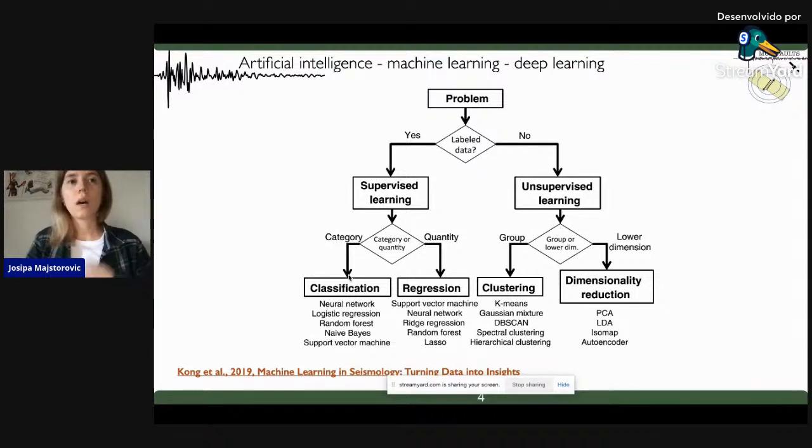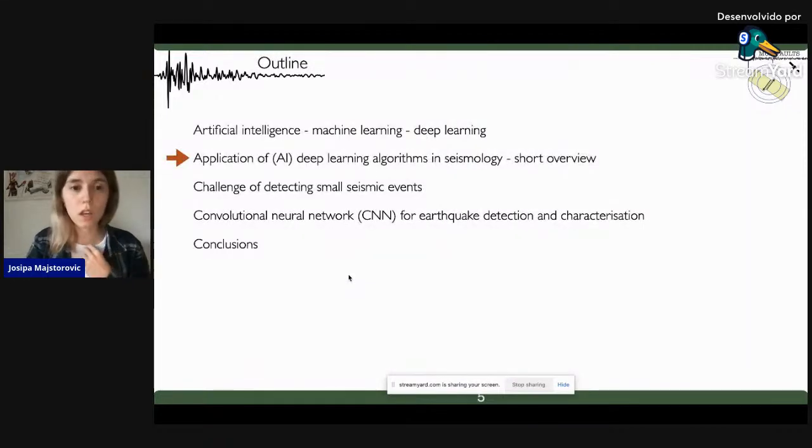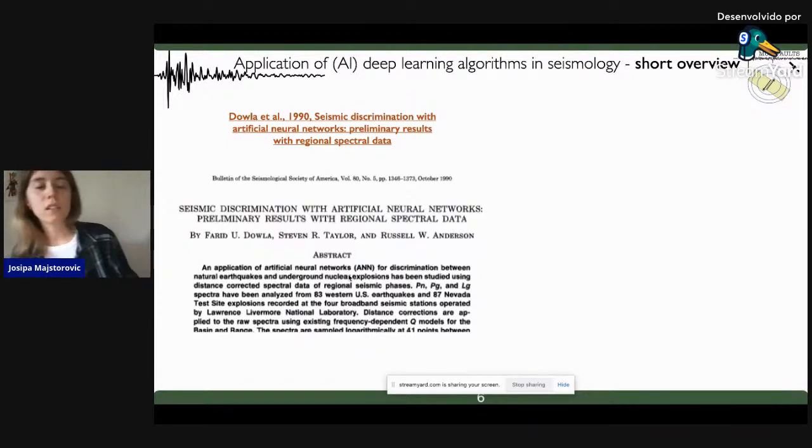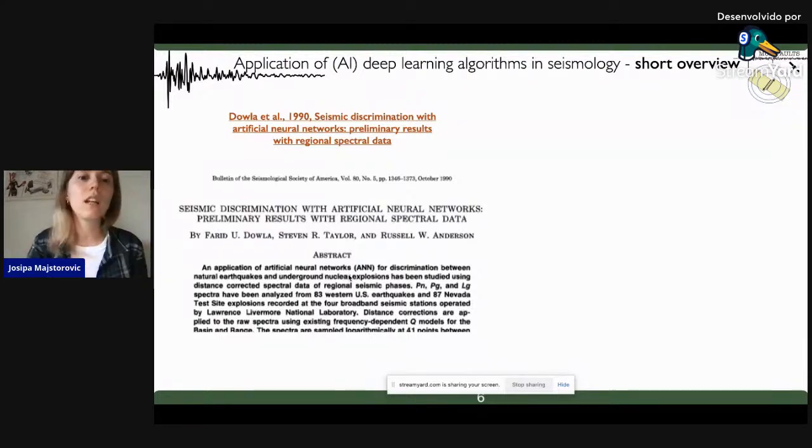When we talk about artificial intelligence in seismology, it has a very long history. One of the first works I'm showing you here was done by Dowla and collaborators in 1990. Basically, they used artificial neural networks to develop a model that is able to distinguish between natural earthquakes and underground nuclear explosions. So it's a simple task, and even at that time, like 30 years ago, at least they tried to solve it with artificial neural networks.